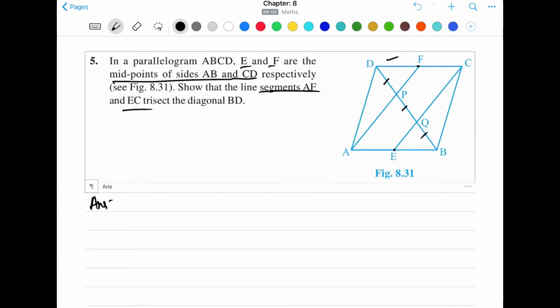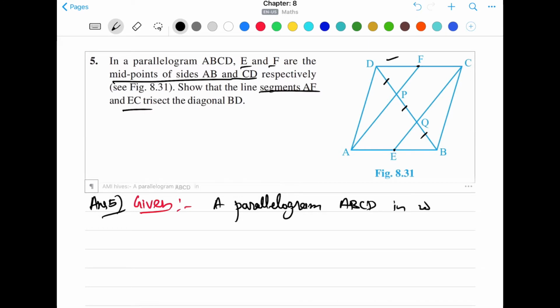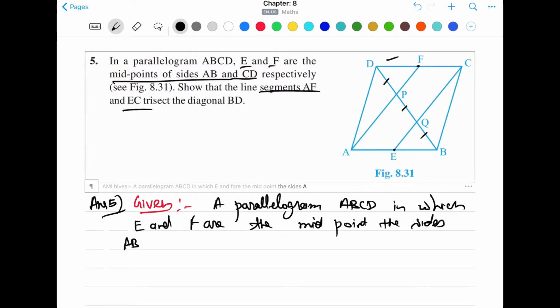So let's start answer number 5. First we will mention the given things. Given is a parallelogram ABCD in which E and F are the midpoints of the sides AB and CD respectively.